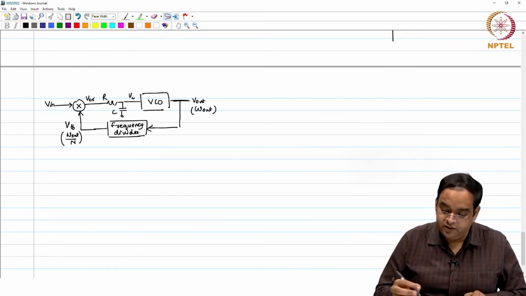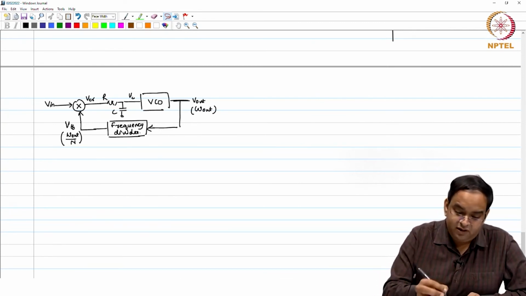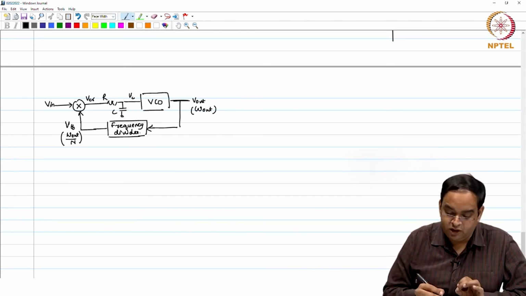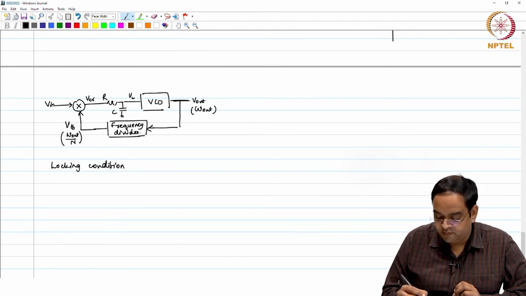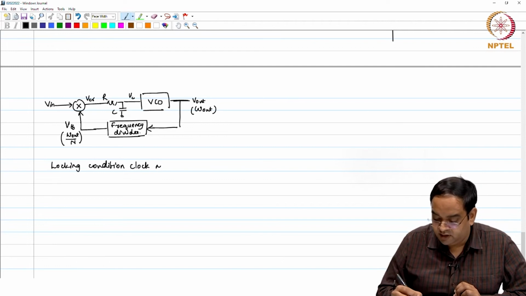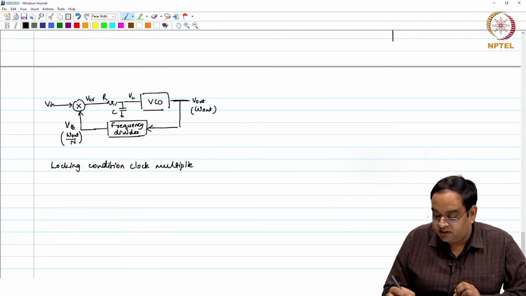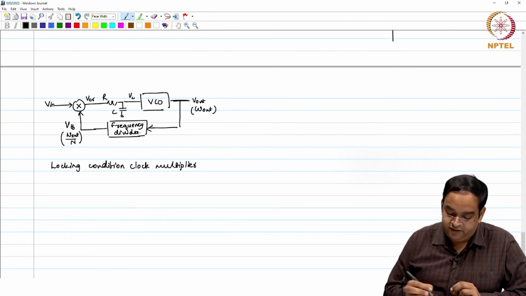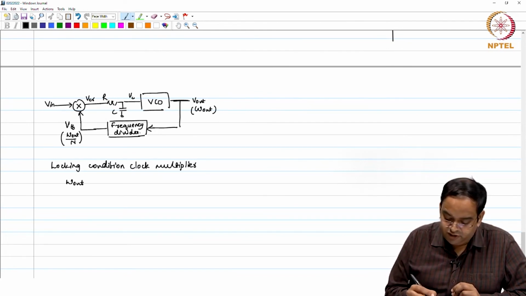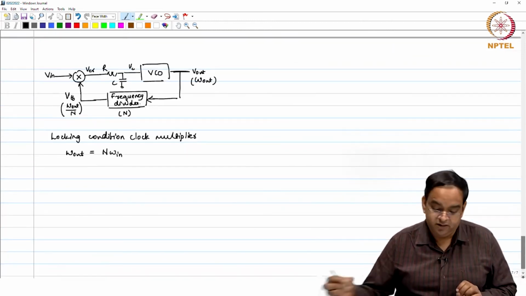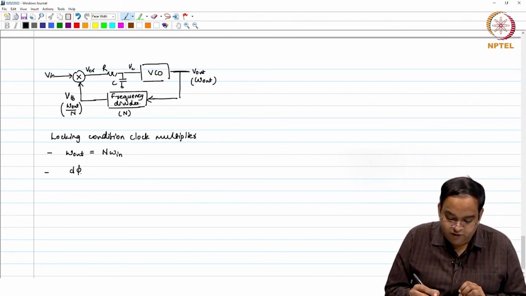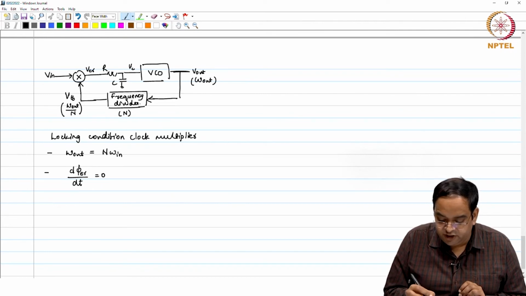So, if I have the frequency divider here, in closed loop, the loop is going to be locked only when the locking condition for clock multiplier is satisfied. This is also a phase lock loop, by the way. Do not think that this clock multiplier is different from phase lock loop, it just has a frequency divider in the feedback path. It will have omega out equal to n times omega in if this frequency division ratio is n. You should be able to choose different n. One condition is this, and this condition always remains d phase error by dt is equal to 0.